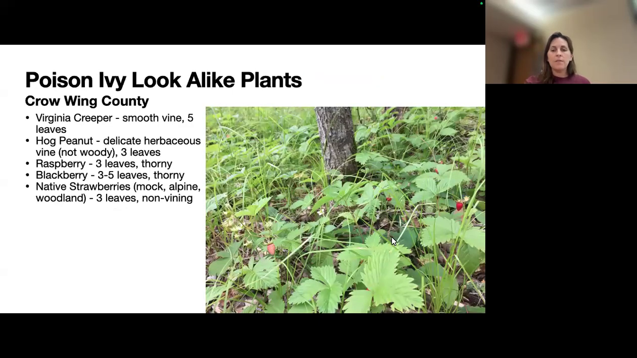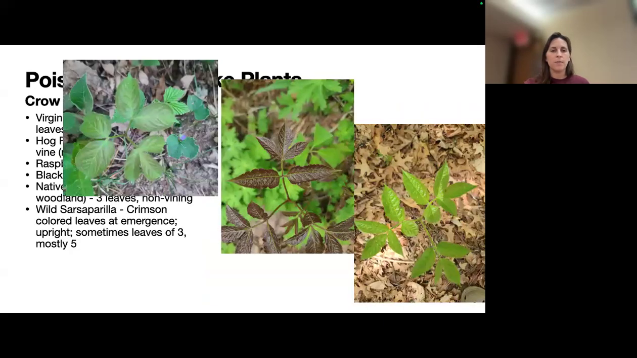And then native strawberries. This is the woodland strawberry. If you ignore these red strawberries that are growing right there, think about what this would look like in the spring before the flowers come in, before the fruit comes in. This can be a really intimidating thing because this also grows in leaves of 3 and it grows as a ground cover across the ground, though it is non-vining even if it does send out runners.